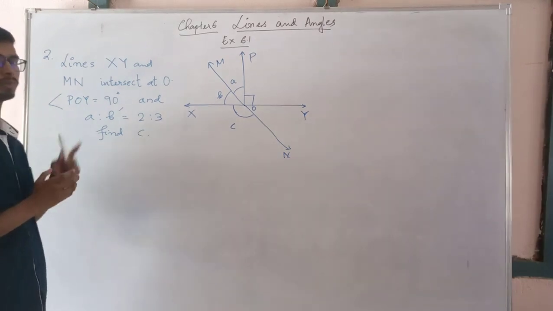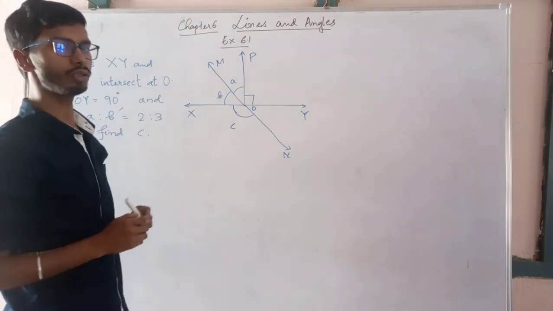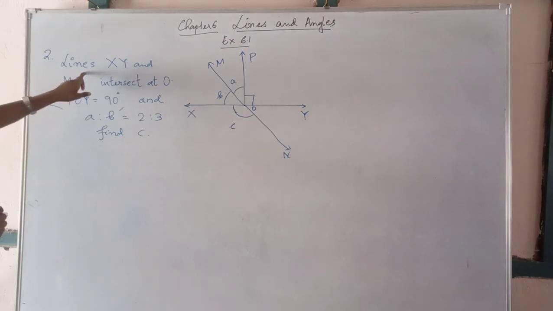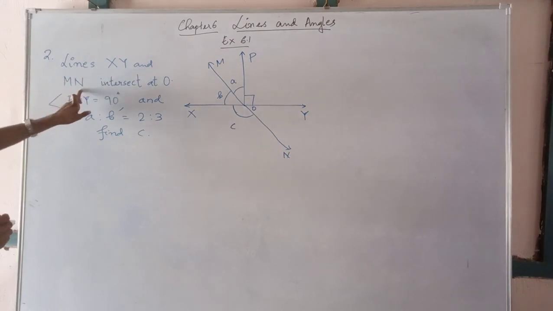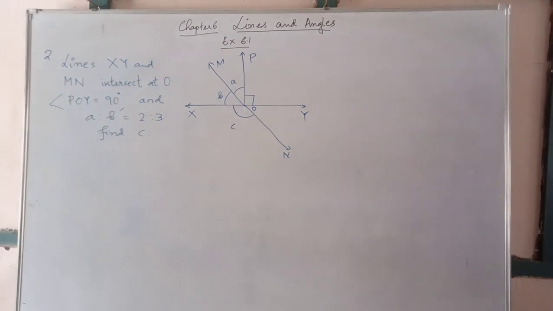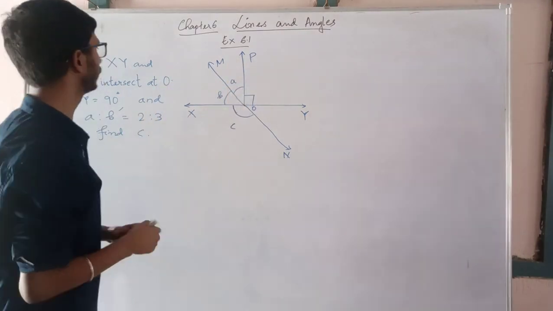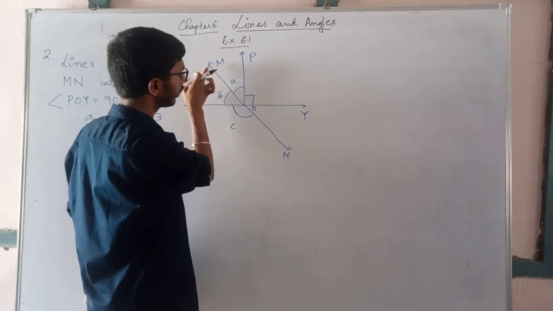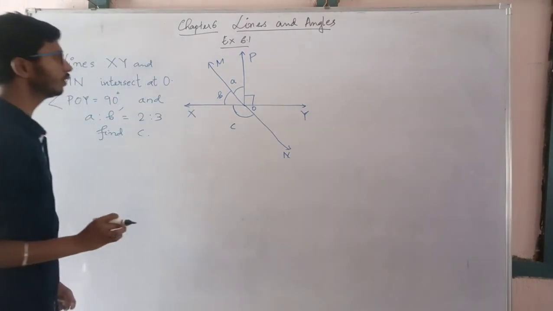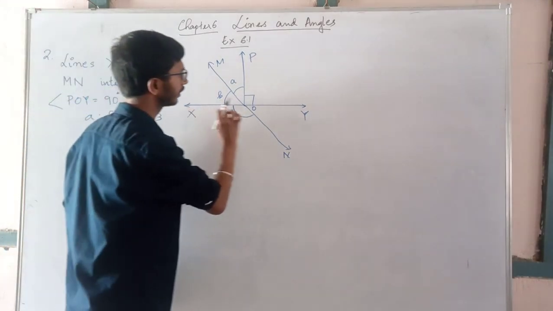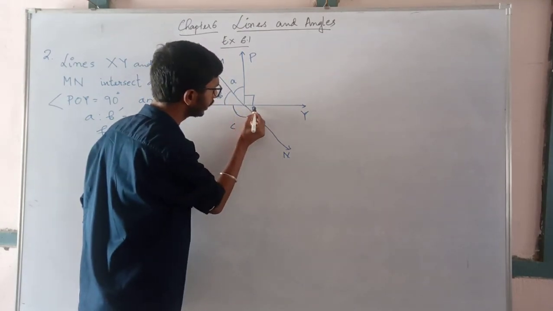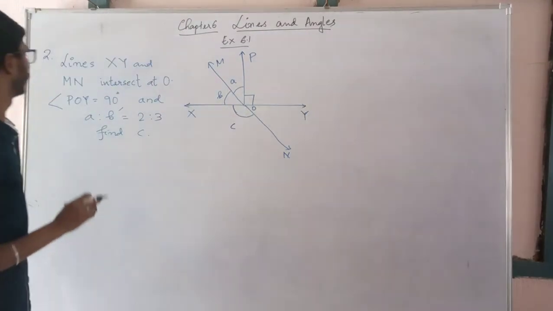So let us see question number 2 of the same exercise 6.1. In this question number 2, lines XY and MN intersect at O. As you can see in this figure, there are two lines, one is XY and the other one is MN. These two lines intersect at the point O.